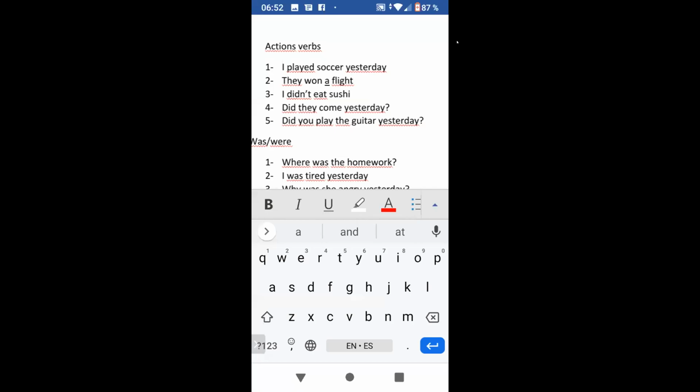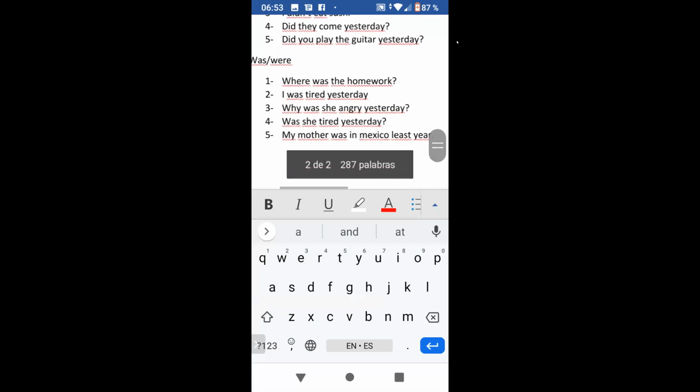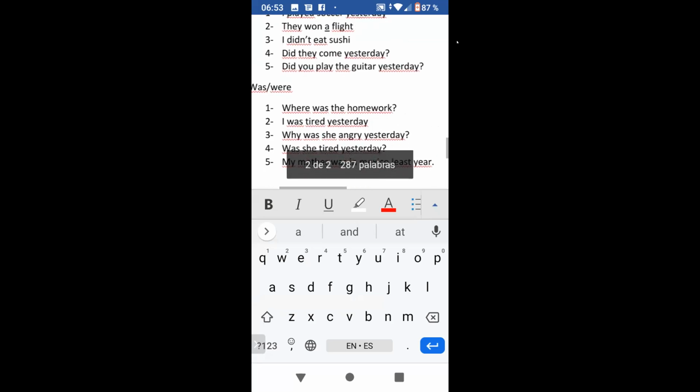Did they come yesterday? Did you play the guitar yesterday? Where was the homework? I was tired yesterday. Why was he angry yesterday? Was she tired yesterday? My mother was in Mexico last year.